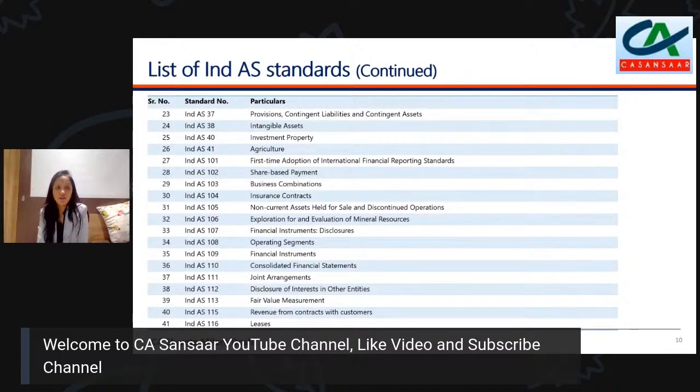Moving ahead to the next standard, which is Ind AS 38. Now, friends, under Indian GAAP, you have a standard called AS 26, which is comparable to this intangible asset standard, Ind AS 38. One of the new concepts brought in under Ind AS 38 is intangible assets with indeterminate, or indefinite, useful lives. What this means is that you can have an indefinite useful life for a particular intangible asset.